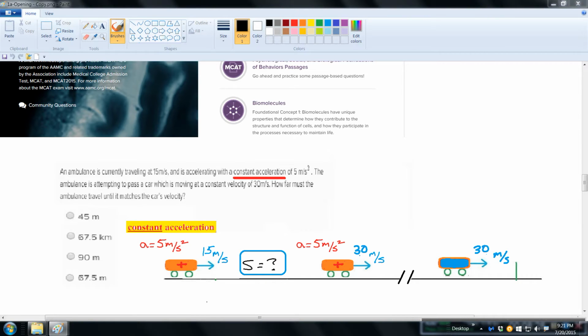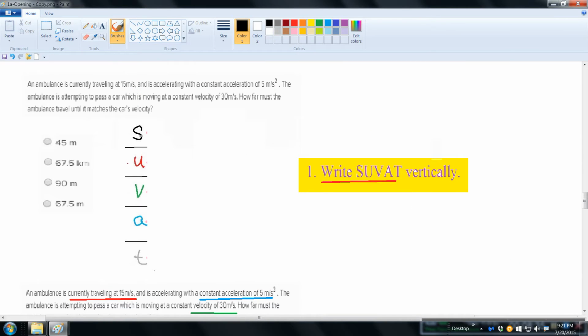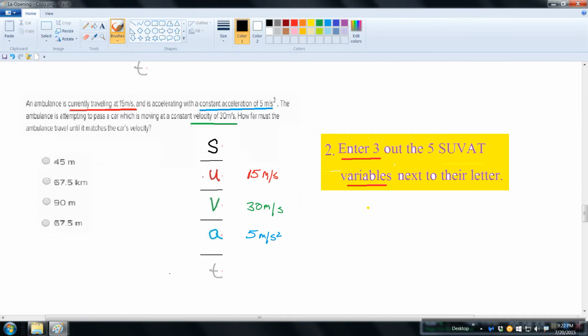So let's start with step 1. What we'll do is write SUVAT vertically. That's step 1. S stands for displacement, U stands for initial velocity, V stands for final velocity, A is acceleration, T is time. U comes before V, so U is initial, V is final. Step 2. Enter 3 out of the 5 SUVAT variables next to their letter.